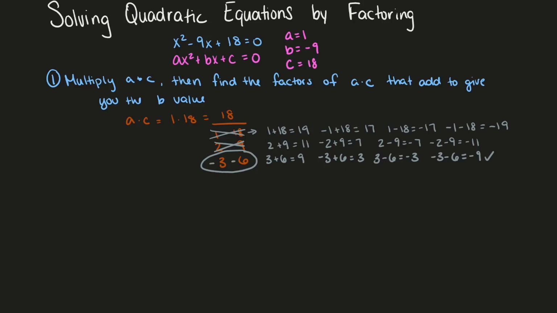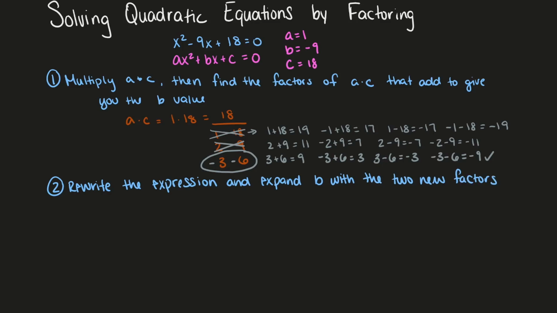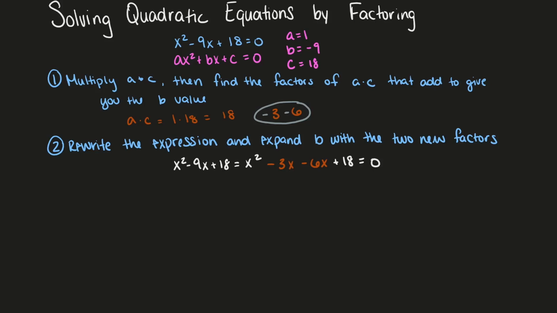So now we can move into step 2, which is rewriting our expression and expanding our b with our two new factors. This means our x squared minus 9x plus 18 becomes x squared. Our negative 9x becomes minus 3x minus 6x. Negative 3 minus 6 is equal to negative 9. Plus 18 equals 0. Next, we're going to factor by grouping.